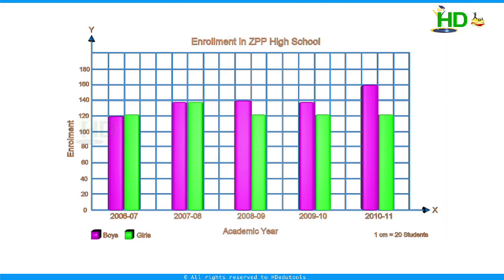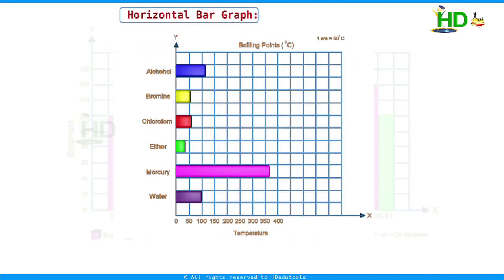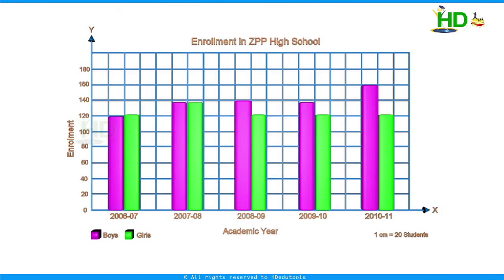What are you observing compared to the previous graph? In the previous graph, only one bar is there. Here we have two bars. In this case, the first bar tells us about the number of boys enrolled and the second bar gives the number of girls enrolled. This kind of graph is called a double bar graph. It presents two observations side by side.